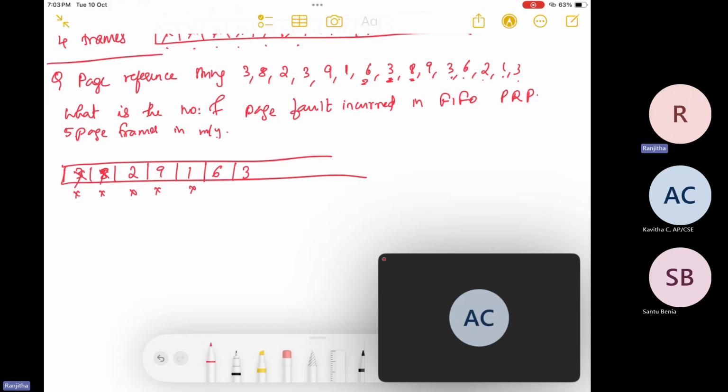Then we'll have a replacement. No, there is no page fault for 9. There is no page fault for 3. There is no page fault for 6. There is no page fault for 2. There is no page fault for 1 and 3.